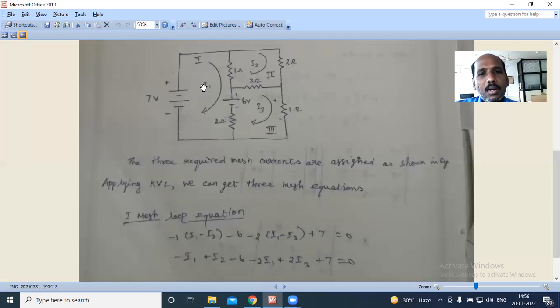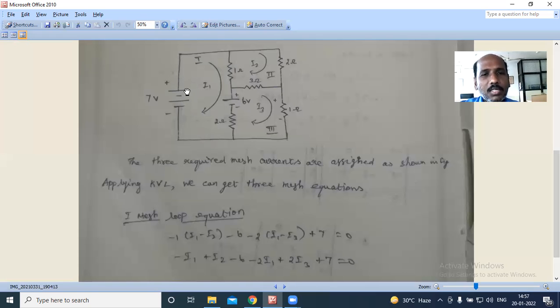In the clockwise direction, I am assuming the mesh current. As per the assumption, there is no current flow inside the battery. Always consider current flowing from one terminal to another terminal through the element, not inside the battery, whether minus to plus or plus to minus. Here, let us start with the positive terminal. Current starts from the positive terminal as per our assumption, then flows through the 1 ohm resistor, then the 2 ohm resistor, and finally reaches the negative terminal.